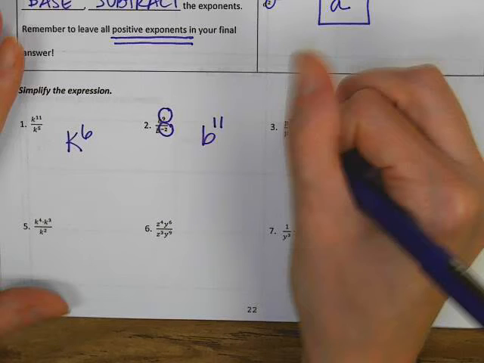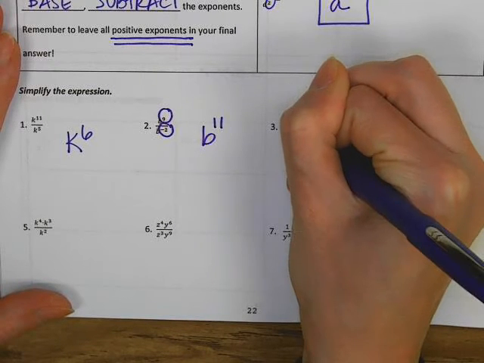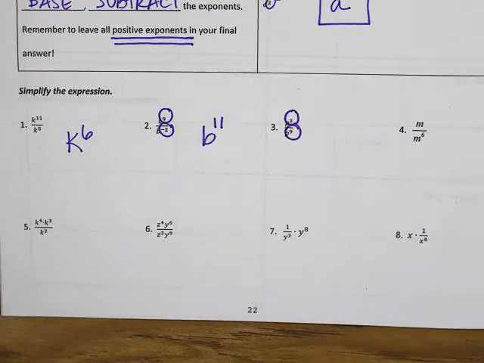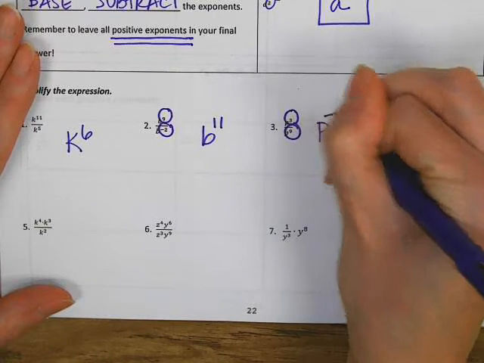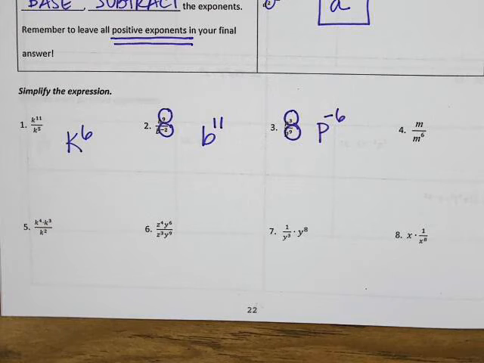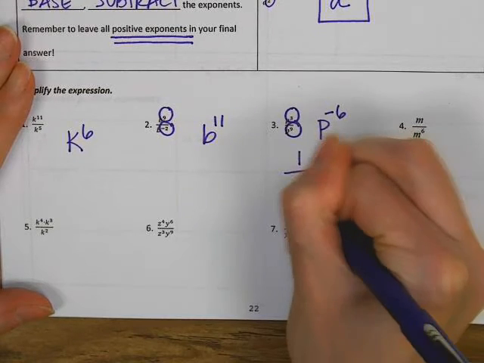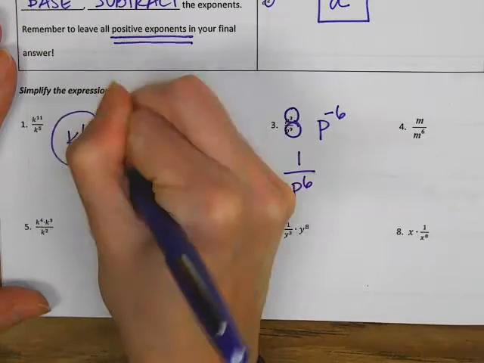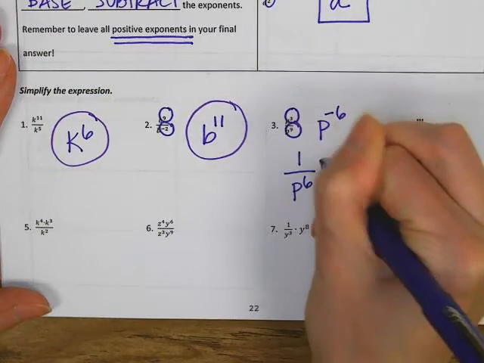All right, number 3. 3 minus 9 is negative 6. So p to the negative 6. But if your exponent's negative, drop it like it's hot. So it's 1 over p to the positive 6. Let me circle my answers here.